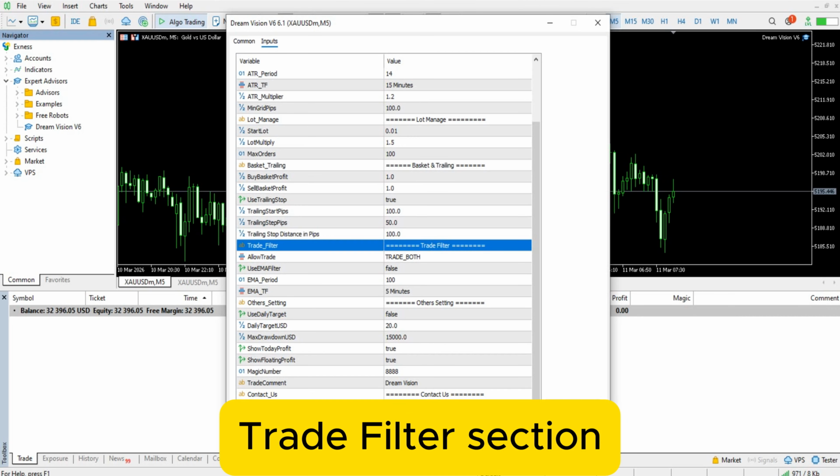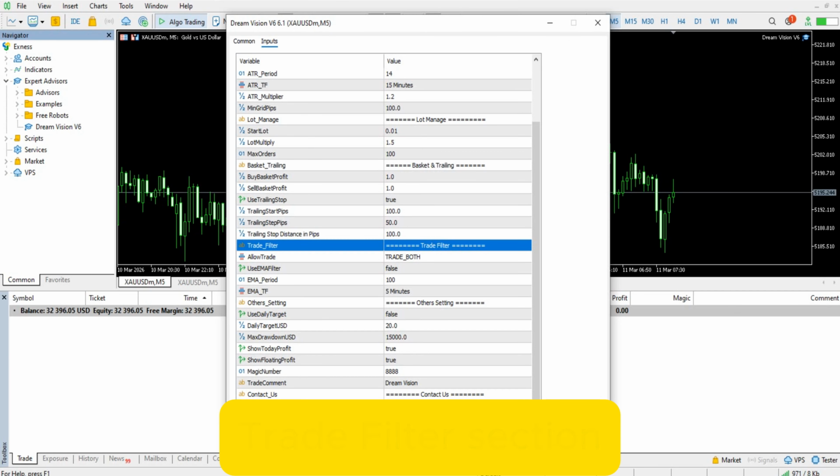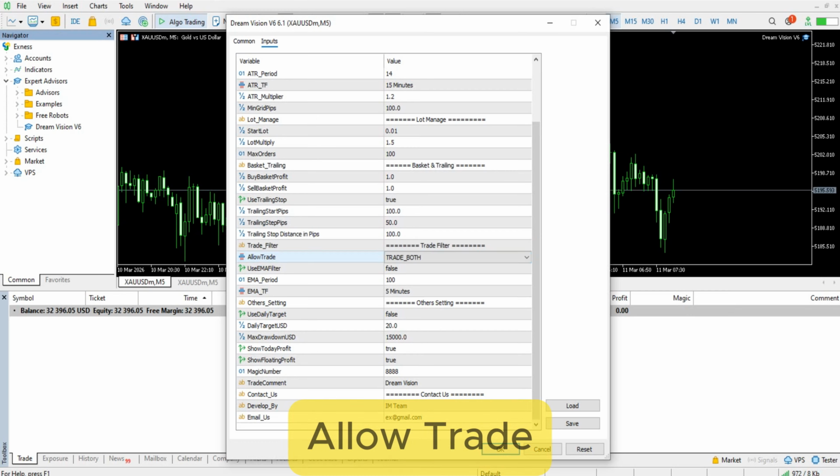Trade filter. Now we move to the trade filter section. These filters help control how the EA interacts with the market. Allow trade. You can choose whether the EA trades both directions, only buy trades, or only sell trades.